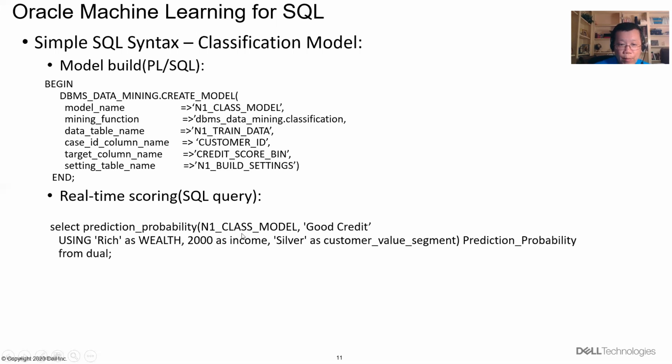In this case, the class 1 model is the model, and those are the new records. For example, I want to use this model to predict for a customer who has a $2,000 income, is at the silver level in the customer value segment, and whose wealth is marked as rich. For this customer, we want to predict the probability of having a good credit score. This is the actual SQL function to apply a model to a specific customer, and the result is a probability of this customer having good credit.